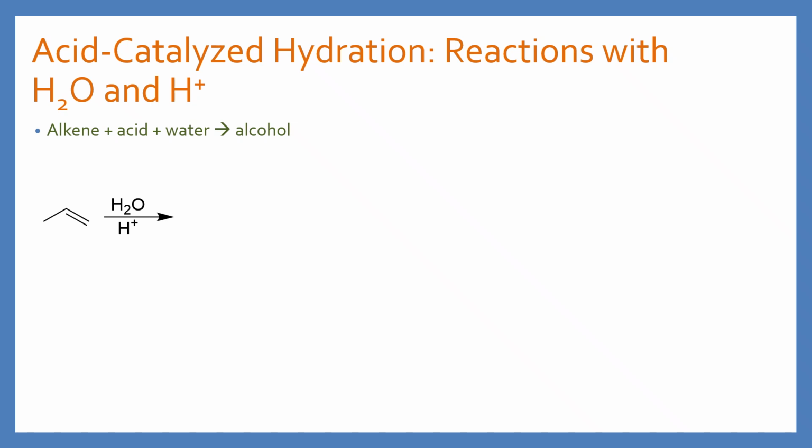In an acid-catalyzed hydration, you have an alkene reacting with acid and water to form an alcohol. Now it's worth adding here that this is also a Markovnikov addition, so it's not only an alcohol that's going to form, it's going to be the most substituted alcohol. Okay. So the most substituted alcohol will form because we're going to go through the most substituted carbocation.